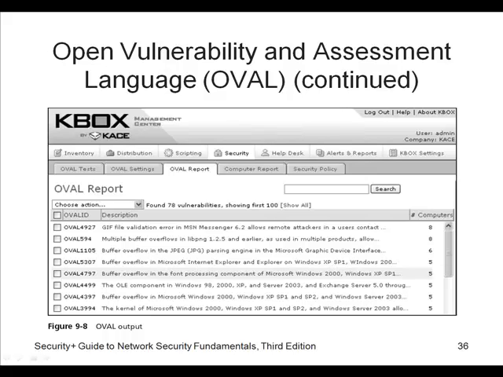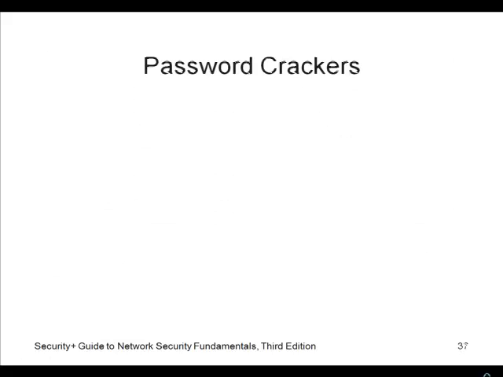KBox is a commercial product. Don't look at this and think, oh, it's going to be there. They'll send you a lot of information, and they will try to sell you stuff, obviously. The first one of these that I ever saw was using it to distribute stuff to an Active Directory network, so they can be used to keep up to date as well as to do scanning. This one obviously is used for scanning. Multiple buffer overflows, multiple overflows in the JPEG parsing engine. This one says it found 78 vulnerabilities, showing the first 100 or so.